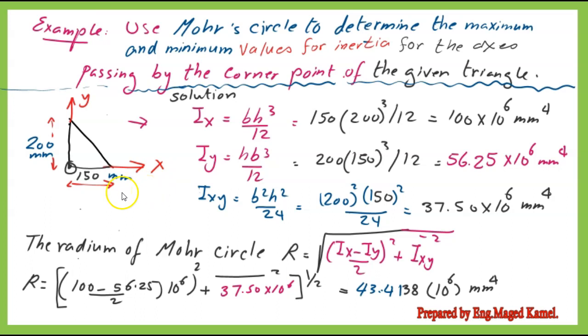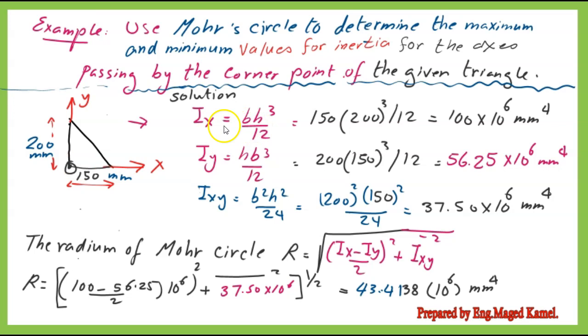The left corner will have an Ix value equal to BH cubed over 12, while the Iy value is equal to HB cubed divided by 12. The product of inertia Ixy is B squared by H squared divided by 24. The dimension of B equals 150 millimeters. The height H equals 200 millimeters.